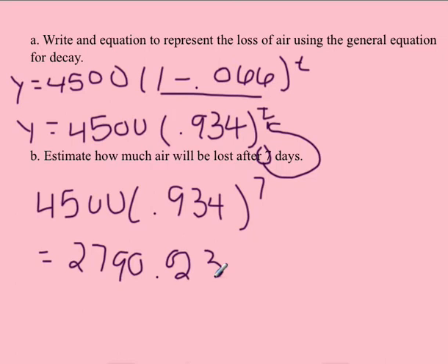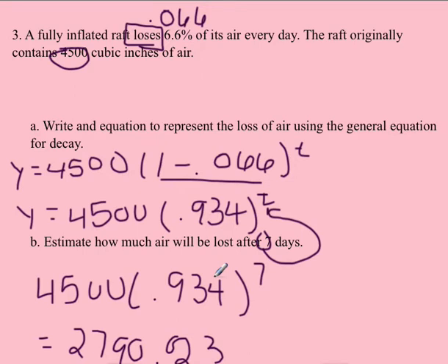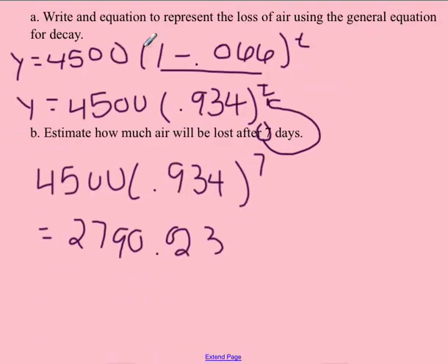Now when it's a decimal and we're not talking about a person, if we're talking about something that could have a decimal, I usually like to use 2 decimal places. And then we want to label it. If we look back at the original problem, it's in cubic inches of air. So I need to make sure that I label all of my word problems. So this is going to be cubic inches for my final answer.